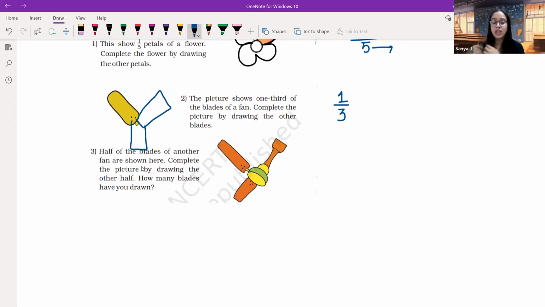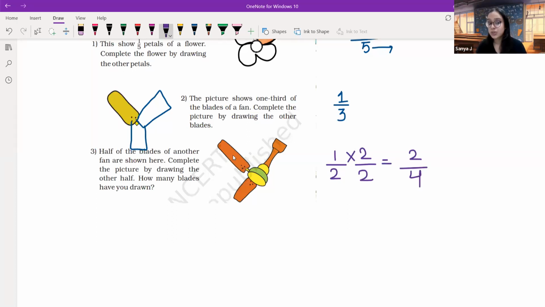Half of the blades of another fan are shown over here. Half of the blades, which means 1 over 2. Complete the picture by drawing the other half. How many blades have you drawn? Now, these 2 blades represent half of the fan. Which means if you multiply the numerator and denominator by 2, we'll get the fraction 2/4.